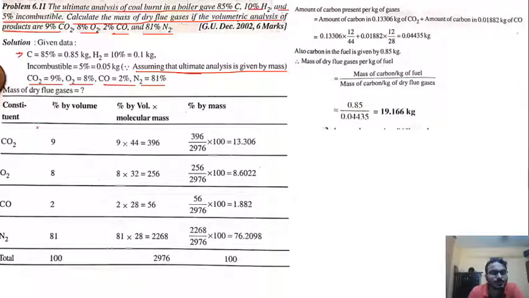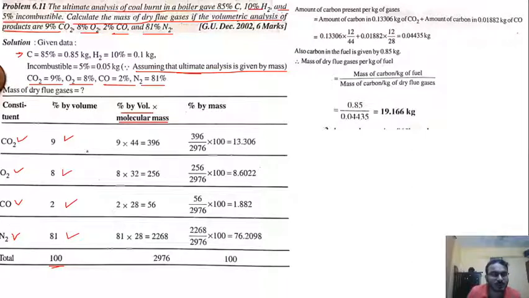So first we need to focus on this table. As volumetric analysis is given here, we have taken CO2, O2, CO and N2 with their respective percentages, that is 9, 8, 2 and 81. When we sum them up, it will be 100 obviously. This is the percentage by volume, so we can multiply it with the molecular mass so that we can get the mass of each particular constituent.